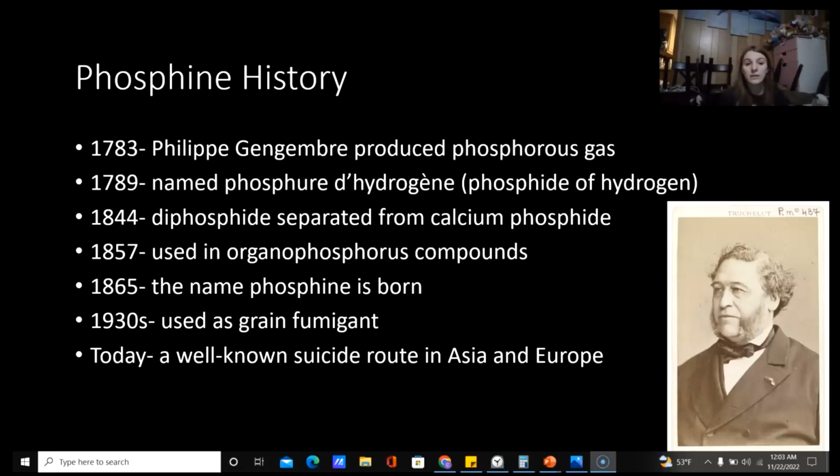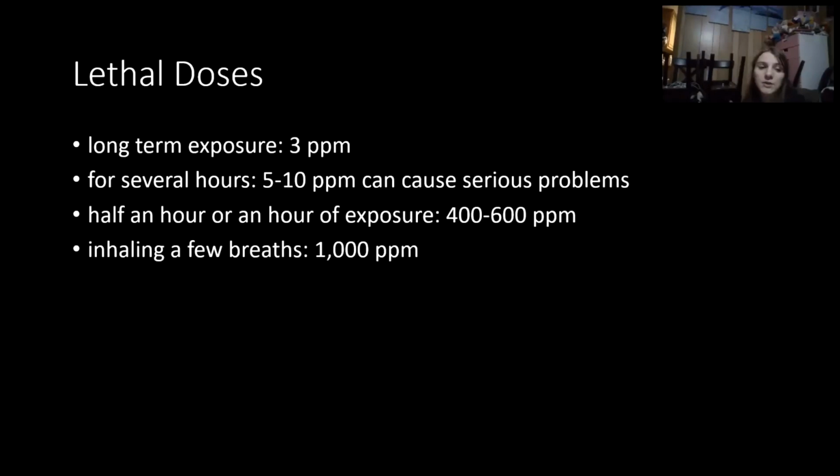In the 1930s, it started to get used as a grain fumigant, and today it is a well-known suicide route in Asia and Europe by ingesting phosphine pellets. The lethal doses for this molecule: for long-term exposure, it's 3 parts per million. To cause serious problems after several hours, it's 5 to 10 parts per million. Half an hour of exposure is 400 to 600 parts per million, and inhaling a few breaths is 1,000 parts per million.